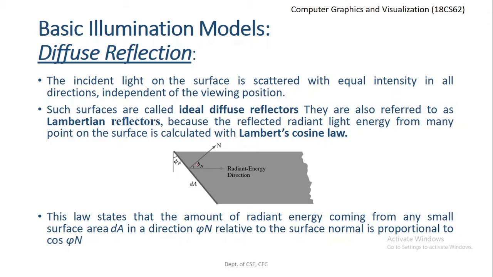So what is this phi n? Phi n is the angle between the radiant energy of light and the surface normal vector. Lambert's cosine law states that the amount of radiant energy coming from a small surface area dA in the direction of phi n relative to the surface normal is proportional to the cos of phi n.